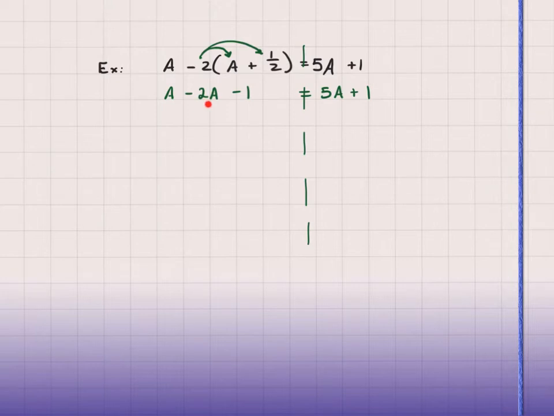Now we're not done simplifying the left-hand side yet. We got a, take away 2a. So it's 1a minus 2a. That's negative 1a. And you can put just negative a or negative 1a.